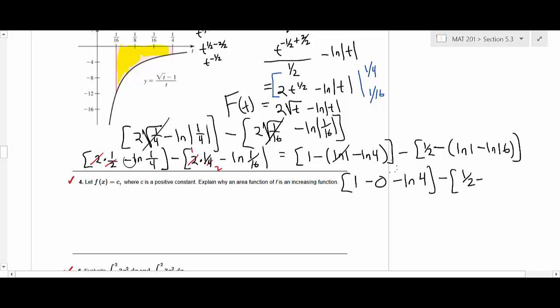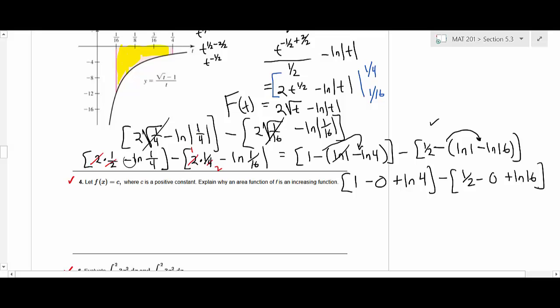Oh, I made a mistake there. You see the mistake I made? Plus, that's plus. Minus, minus. I go here, that's a half. That again is a 0. Then that minus, minus is going to be plus ln 16.